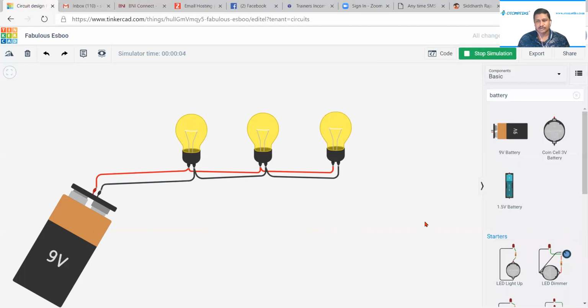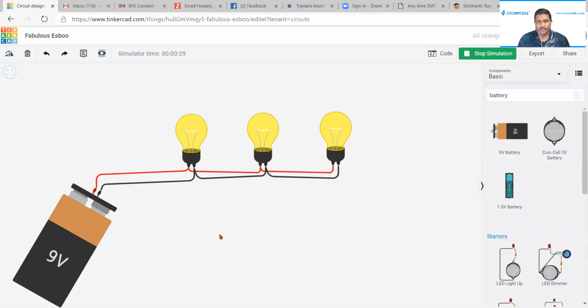From this circuit, are you able to identify what circuit it is, whether it is a serial or parallel? I'll give you 30 seconds. Just see this and try to understand whether it is a serial or parallel connection. 10, 9, 8, 7, 6, 5, 4, 3, 2, 1.